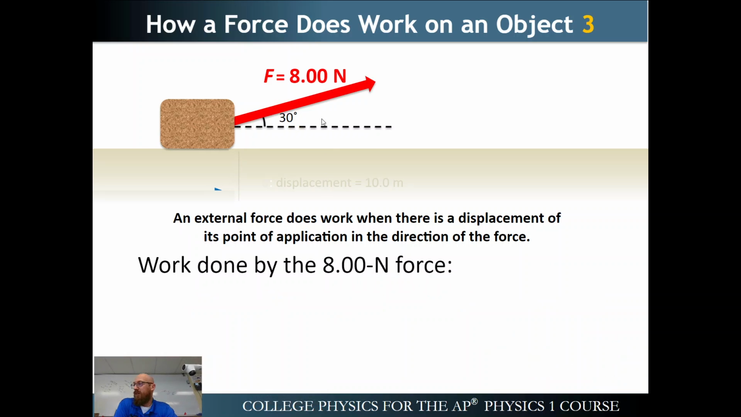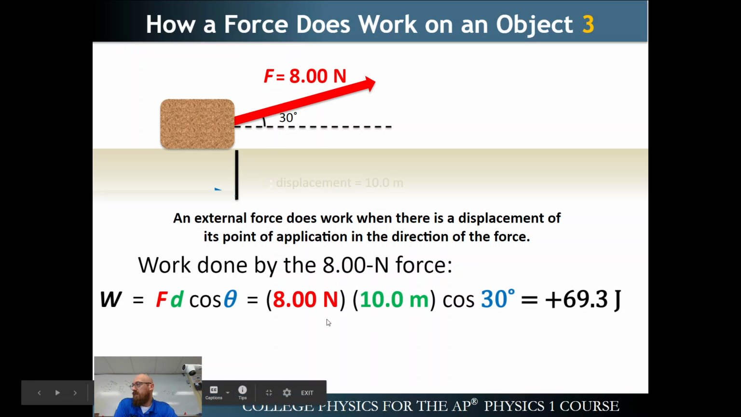All right, what if we put it on an angle? And hopefully you should be able to see, I'm going to use the cosine to find my x, the sine to find my y. 8 times 10 times the cosine of 30. And this should make sense. If you're pulling up at an angle, you're losing some of your force that you could be putting into the object. Okay?